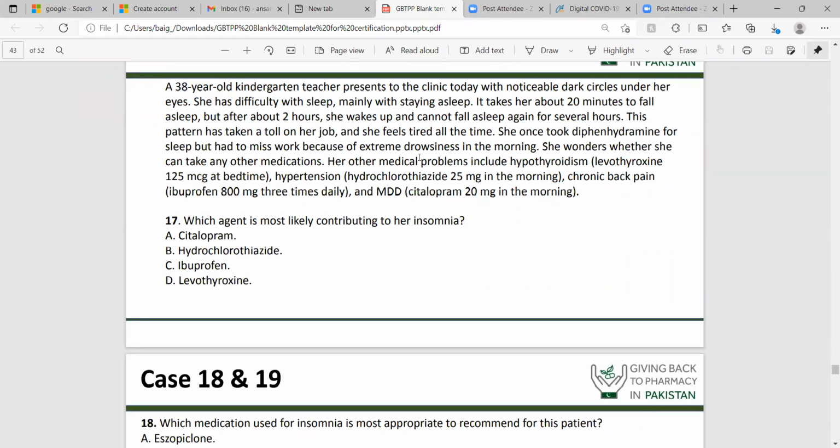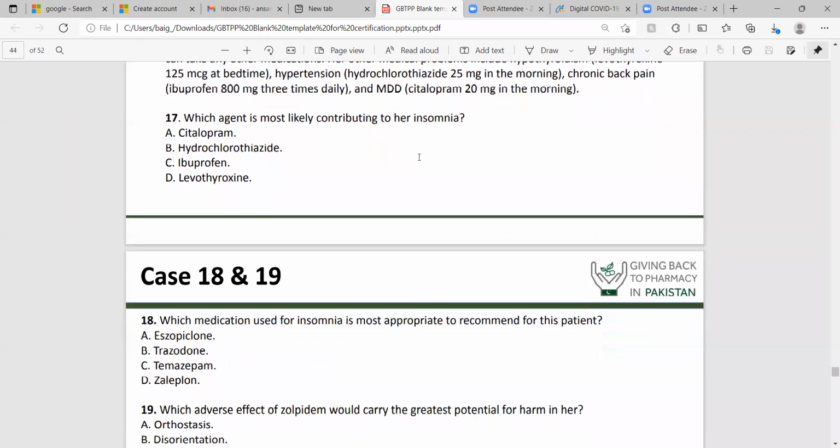So the best answer in this case is levothyroxine. Normally levothyroxine you take in the morning, and she's taking it at bedtime. So I would say switch levothyroxine from that time to the morning dose. Citalopram can also cause insomnia, but she is taking it in the morning, so that is not a possibility. And hydrochlorothiazide and ibuprofen don't have any role in this case.